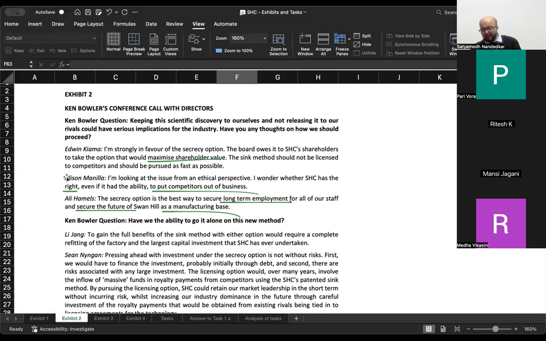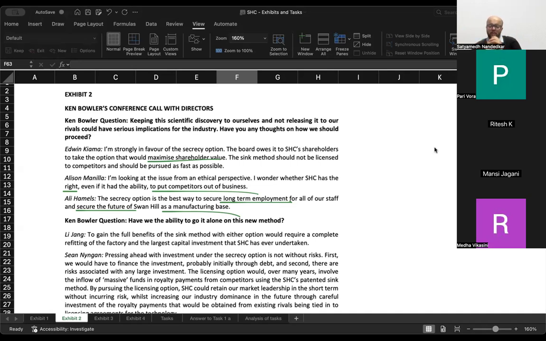Look at the Edwin Kiyama paragraph. The board owes it to the shareholders to take the option that would maximize shareholder value. Now, what is the objective of any business? The objective of any business is to maximize shareholder wealth. The company has taken money from the shareholders, so it is the company's responsibility to generate wealth for the shareholders. So that objective with respect to profitability, with respect to wealth creation, is getting fulfilled.